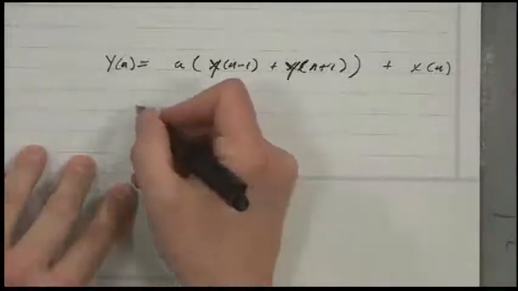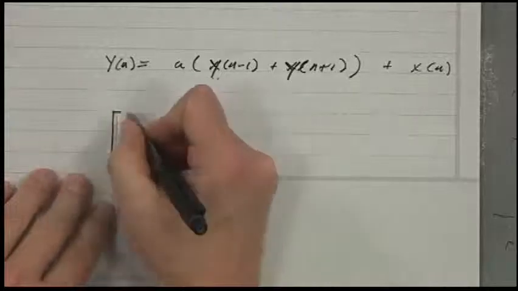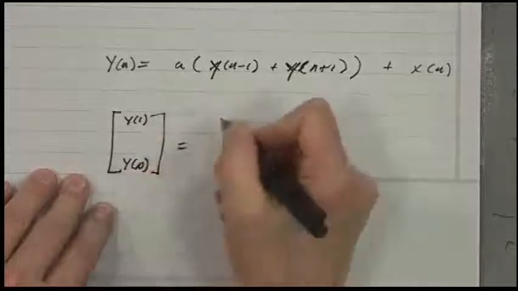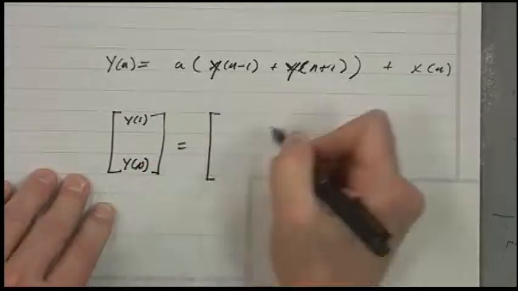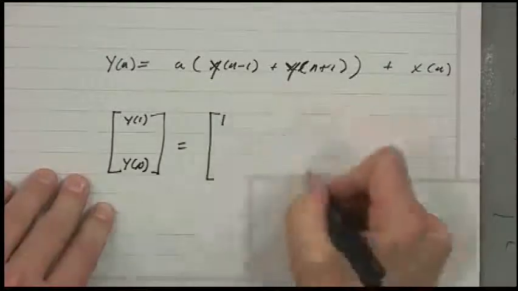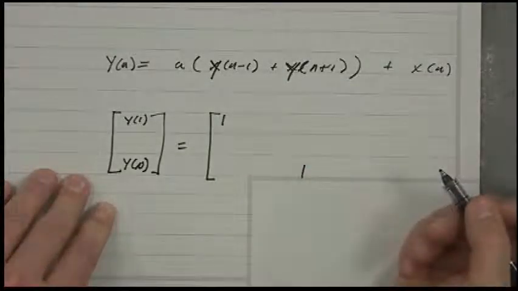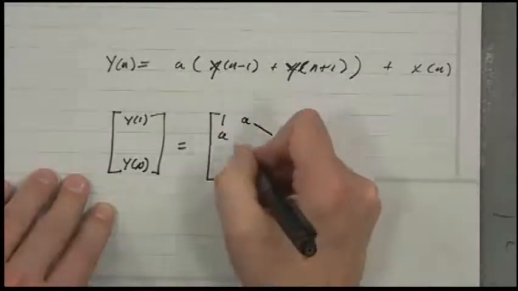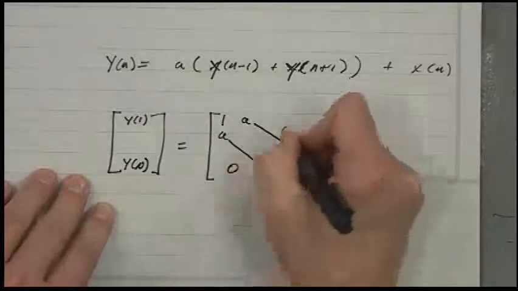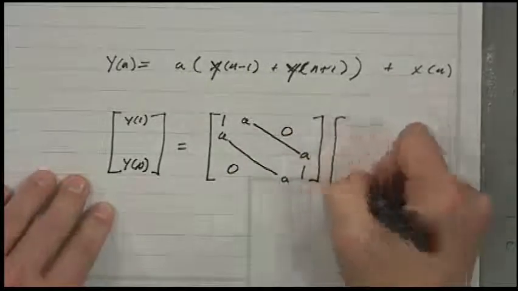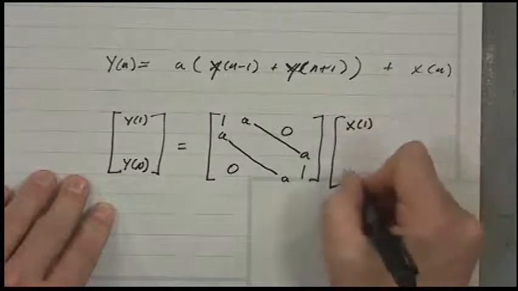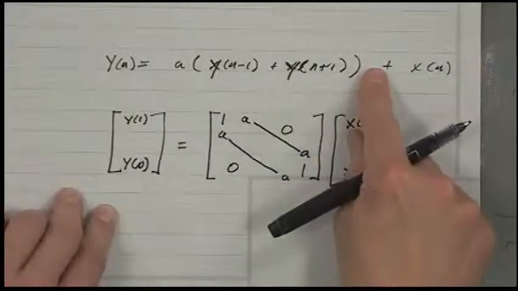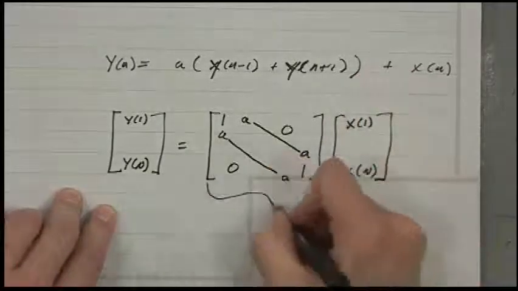Okay, here you go. So what you do is you just say this. y of n, we'll set it up as a vector. So this is y of 1, and this is y of n, and then this is a matrix. And the matrix has 1s on the diagonal, and here we got an A, and here we have an A. And here we have an x1, and here we have xn. That's the same equation as that.